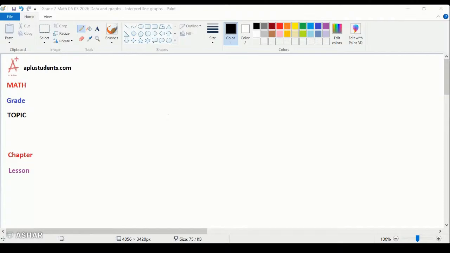What you need to do is go to the website. You need to go to aplusstudents.com. Once you're on the website, you need to select math as your subject.